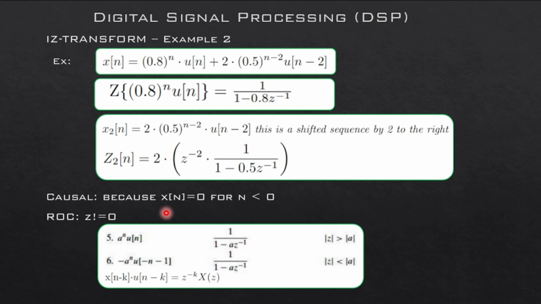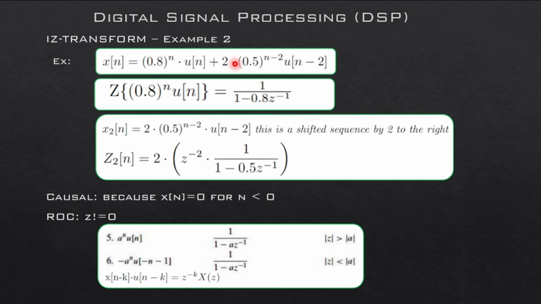To the table. So you have a to the power n un gives you a transform of 1 divided by 1 minus a times z to the power minus 1. A here is 0.8, so 1 divided by 1 minus 0.8 times z minus 1, as simple as that. And the region of convergence is z greater than a, so z greater than 0.8, correct?